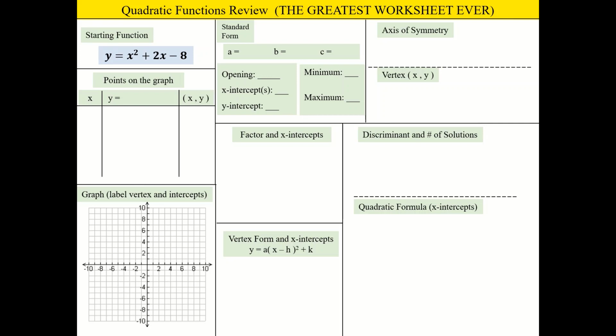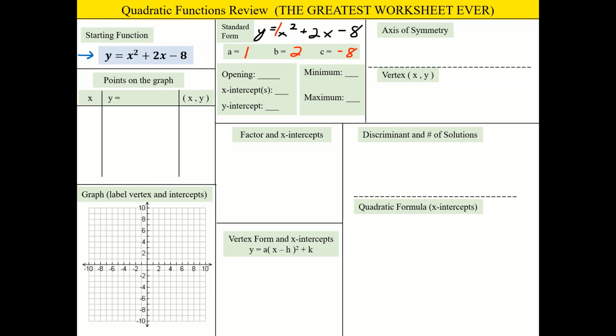All right, so what you see here is that we have a starting function, y equals x squared plus 2x minus 8. Luckily, it's already in standard form, so I'm going to just rewrite it. If it's not, we would have had to put it in standard form, highest degree to lowest. From that, I could pull the coefficients, the a, b, and c values. So a is 1, b is 2, and c is -8.